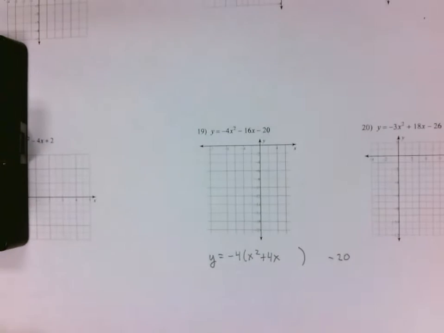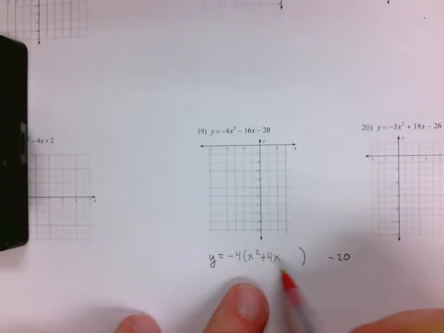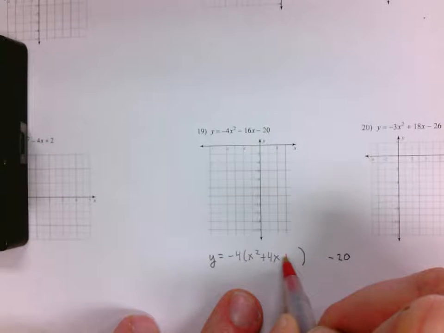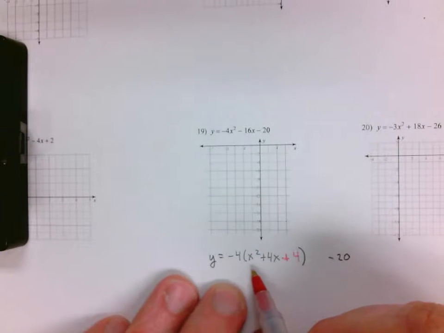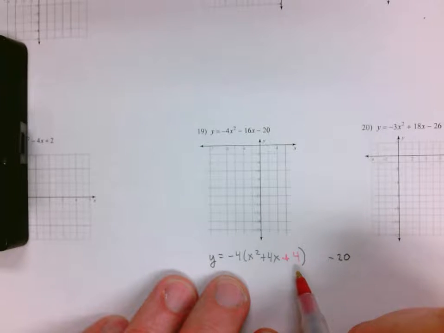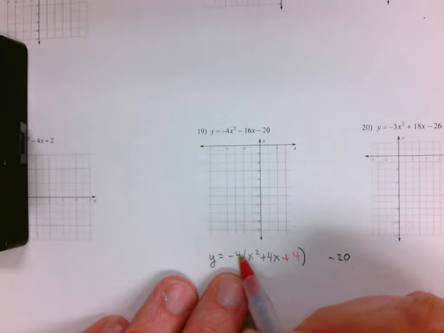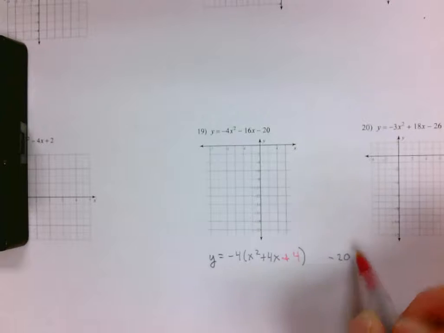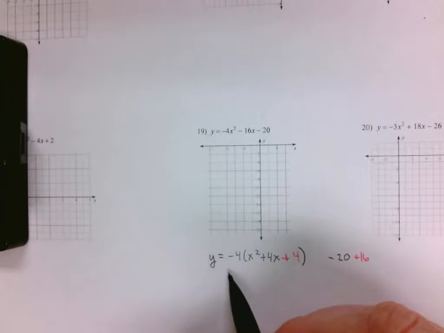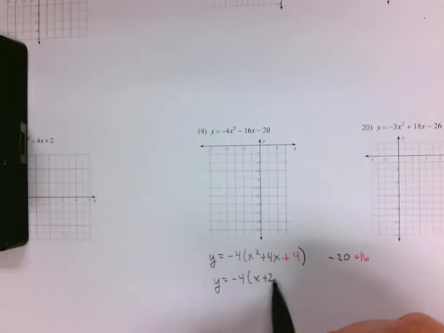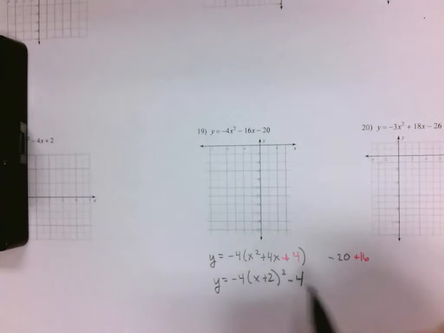So half the middle term squared, add it. And I essentially just added -16 to this side because -4 times 4 is -16. So if I have a -16, I need to put a +16 over here. Now I can write it in factored form: -4 times x plus 2 squared minus 4.